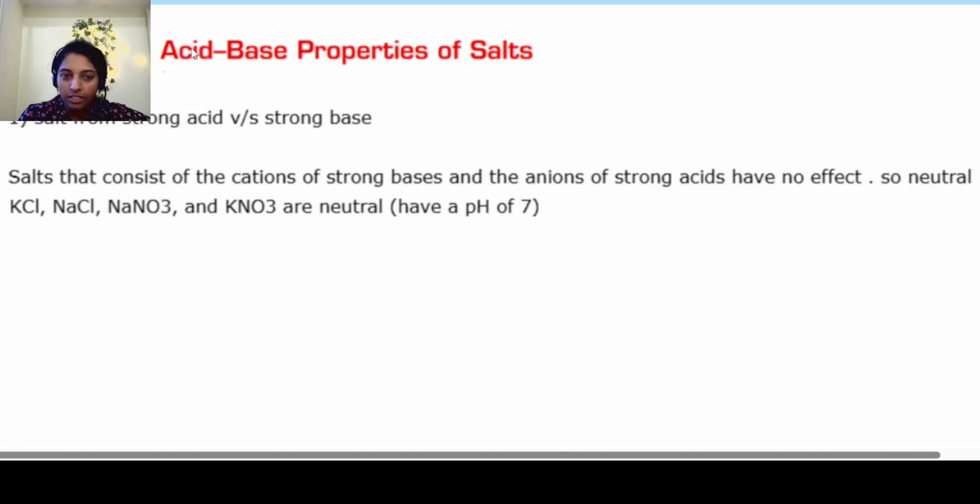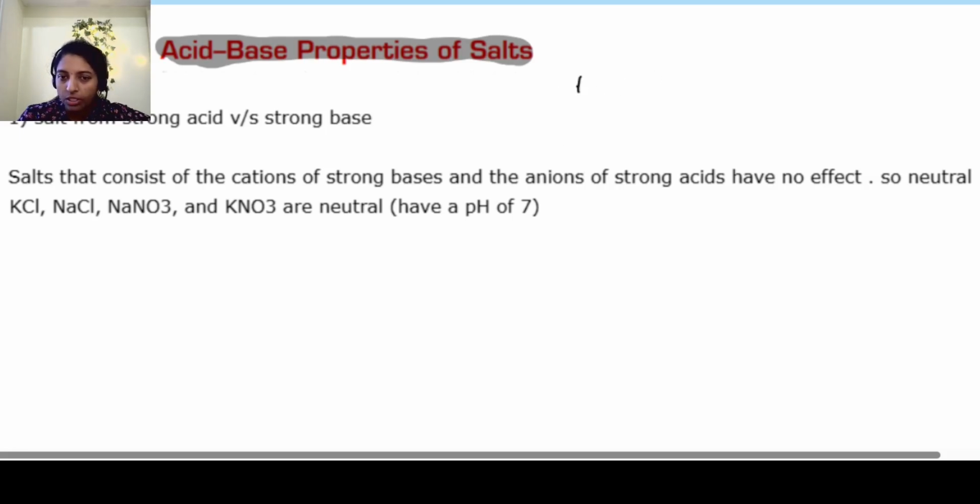Let's start with the acid base properties of salt. So basically, what is a salt? That's the first question, right? Salt is our normal ionic compound. So our normal ionic compound, what were they doing in acids and bases, right? When acid and base react with each other, do you know what is formed? Yes, salt is formed.